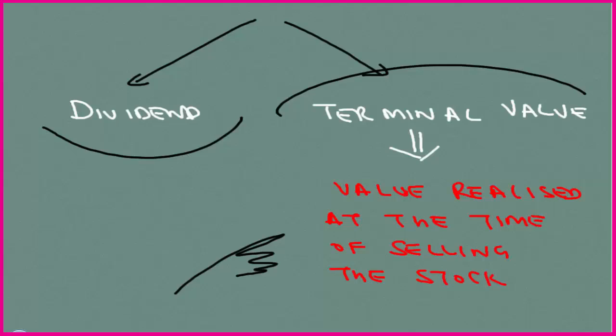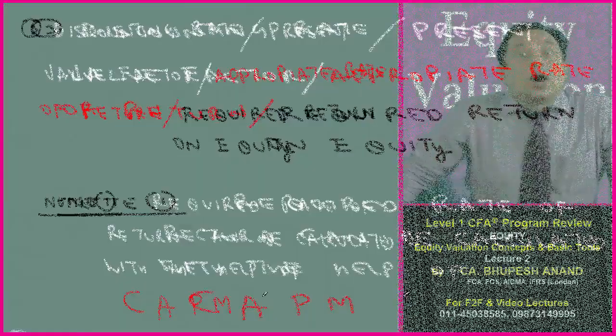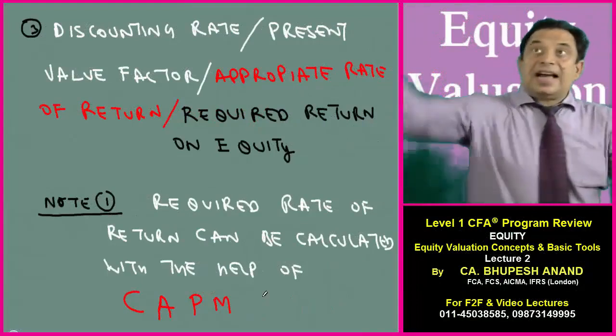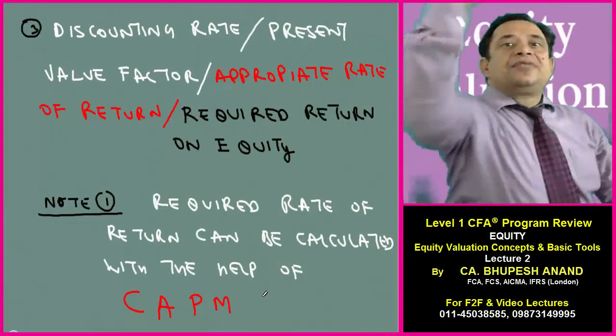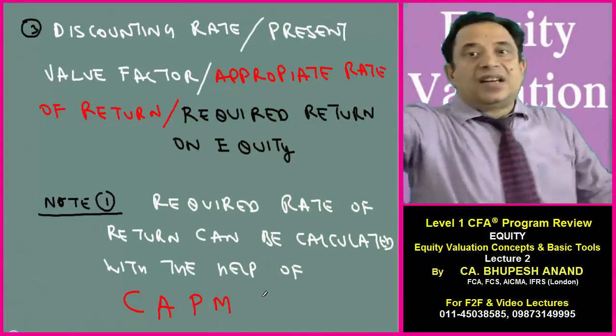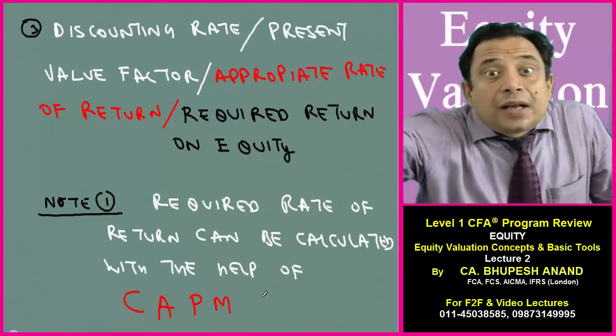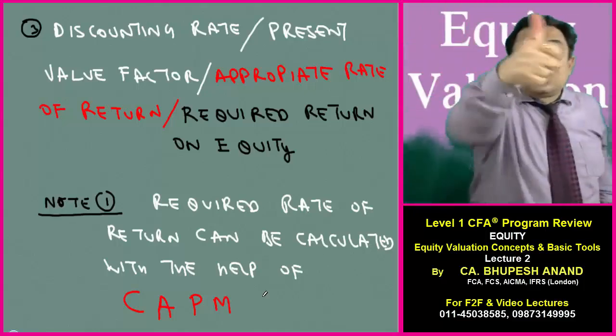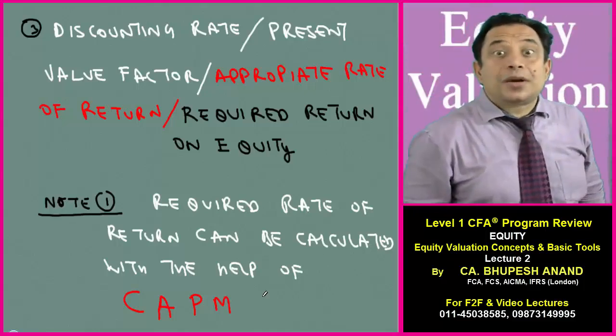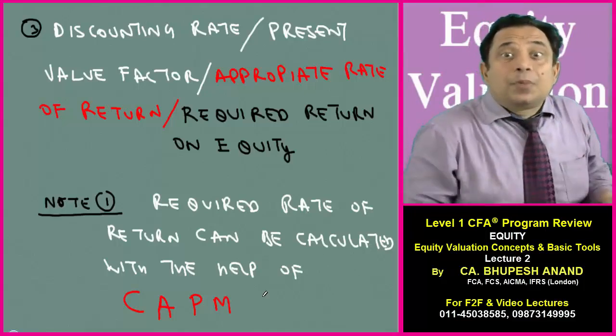So the basic part is I want to discount these 2 inflows. Now how to discount it? Because I am getting it in future. I am getting it after first year, second year, third year, fourth year, fifth year, and sometimes we are getting it in perpetuity. So how to discount it? Which discounting rate is to be used? Which is the required rate of return? Which is the appropriate rate of return?